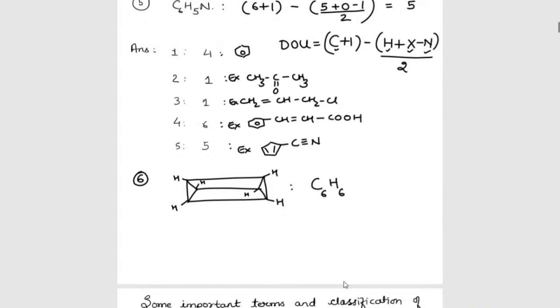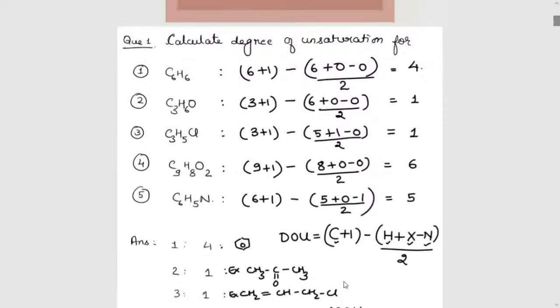Now the 6 carbon and 6 hydrogen case we just solved in the first one. So once you get the proper molecular formula, you can directly use this mathematical expression for degree of unsaturation and calculate. It is a very safe method that way.